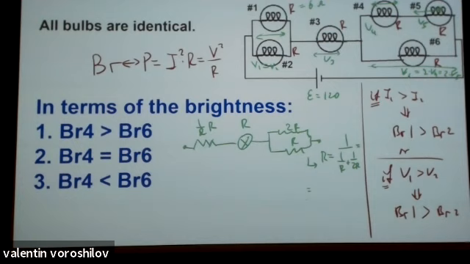So what's going to be 2 over 2? 2 times 1 plus 1, 3. So 2R over 3. That's the equivalent. So this is my next circuit: 1/2 R, and 2/3 R.